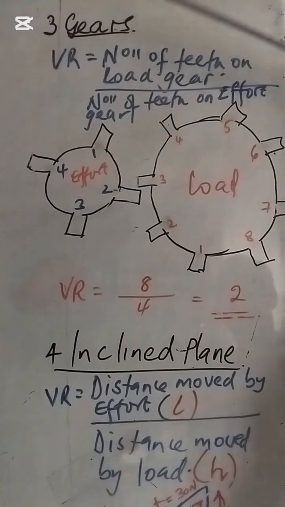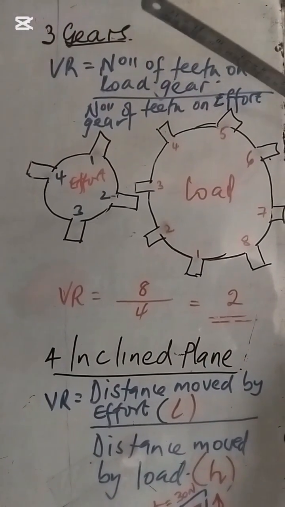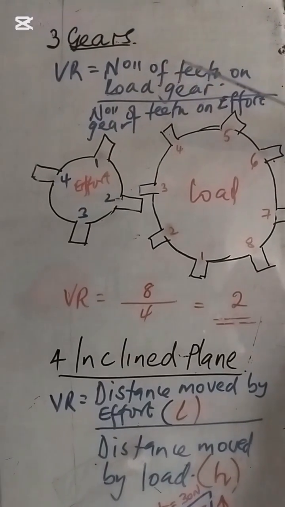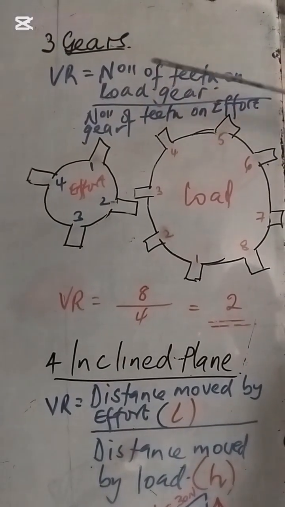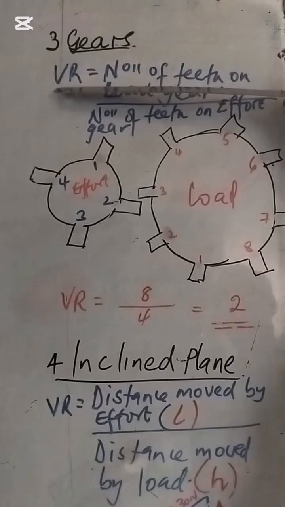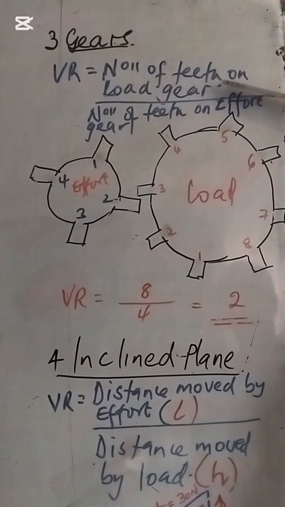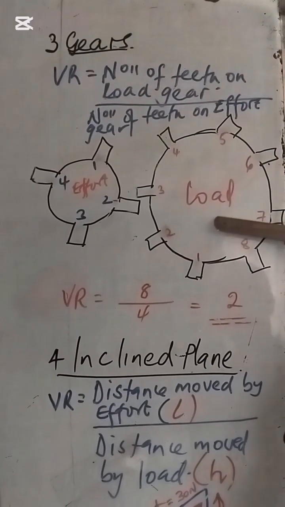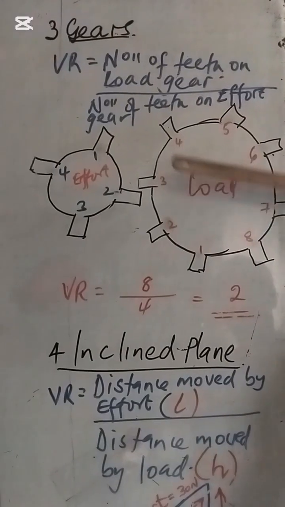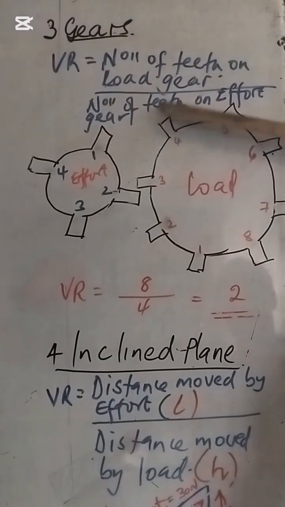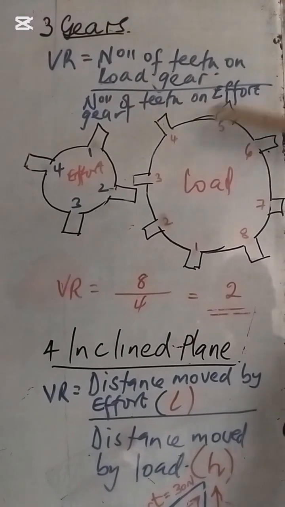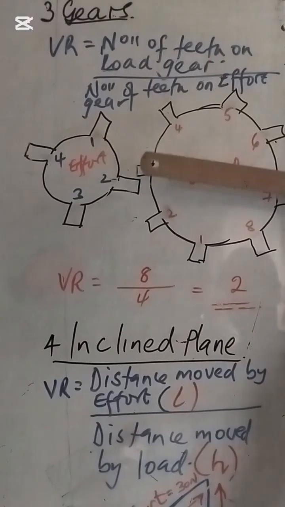The next type of machines are gears. The velocity ratio of gears is very simple to calculate. You simply say velocity ratio is equal to number of teeth on load gear, the bigger one is the load, divided by number of teeth on the effort gear. The smaller one is the effort gear.